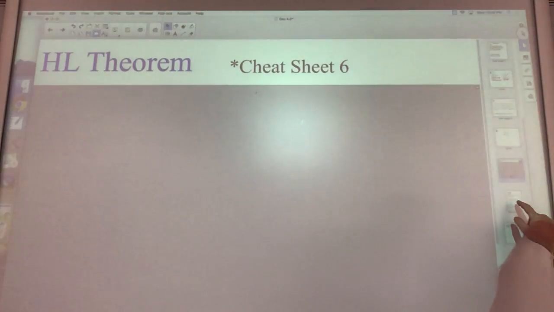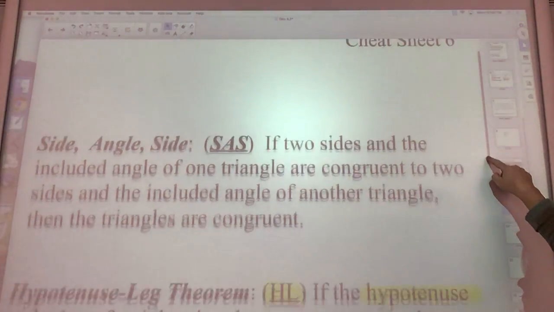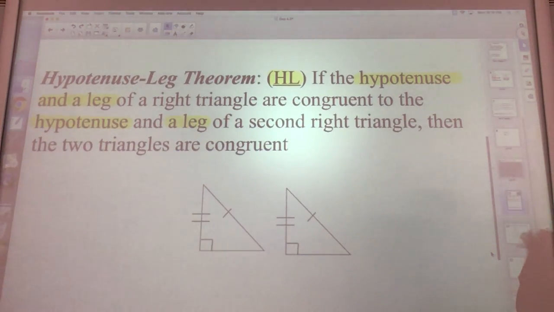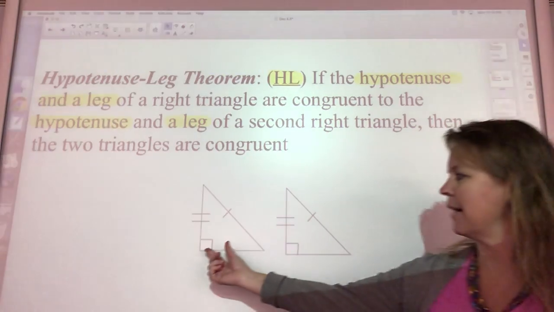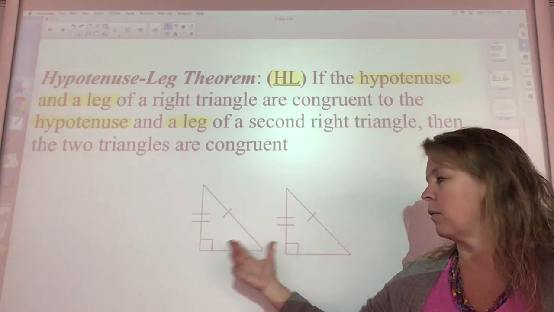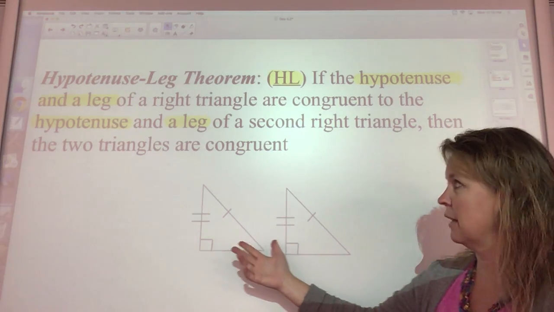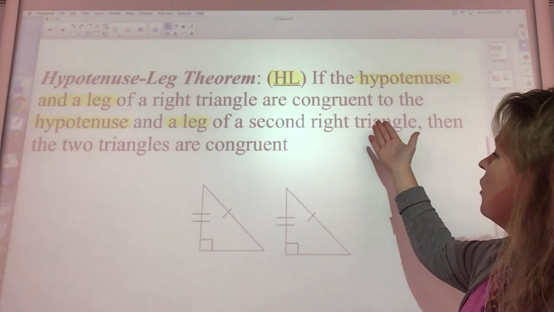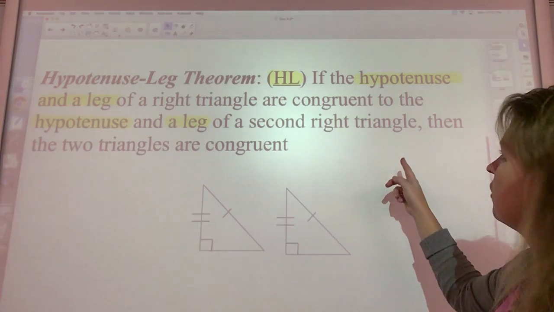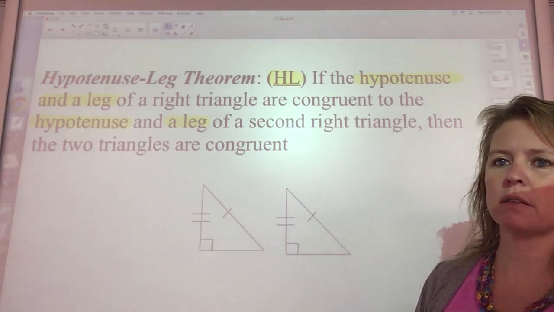Cheat sheet 6 again. Taking a look at cheat sheet 6, we already did side angle side. Here's the HL, short for hypotenuse leg. If the hypotenuse and a leg of the right triangle, so first of all, it has to be a right triangle. Of course, if it's not a right triangle, a hypotenuse doesn't even exist. Are congruent to the hypotenuse and a leg of the second triangle, then the two triangles are congruent.